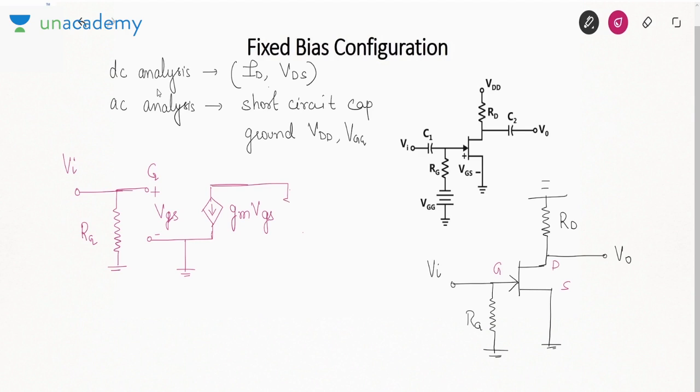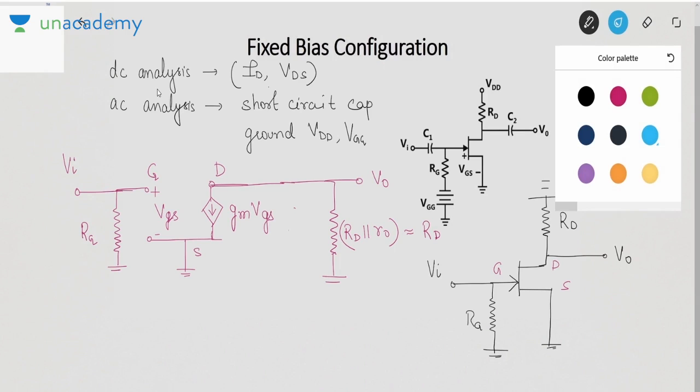Then in parallel to this source we have a resistance R0. This is source, this is drain. Now between drain and ground we have a resistance RD, and this is V0. Now these two resistances will be in parallel. So what I can do is I can remove one of these resistances and I can simply write RD parallel R0. Usually R0 is very high, so this is approximately RD.